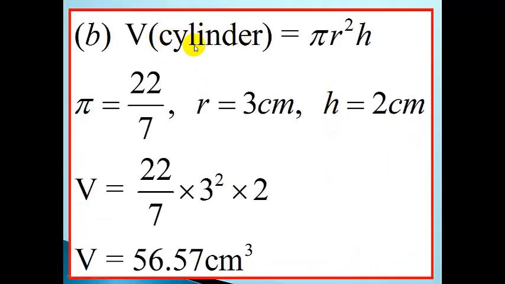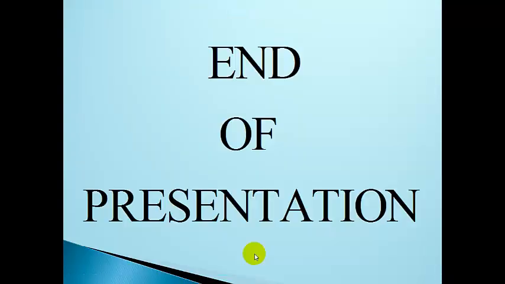Now, volume of the cylinder. The formula for finding the volume of the cylinder is pi r squared h. Pi is the constant, 22/7. R is the radius of the base, that is 3 centimeters. And h has been calculated to be 2 centimeters. So the volume will now be 22/7 times 3 squared times 2, and the volume is equal to 56.57 centimeters cube. This is the end of our presentation.